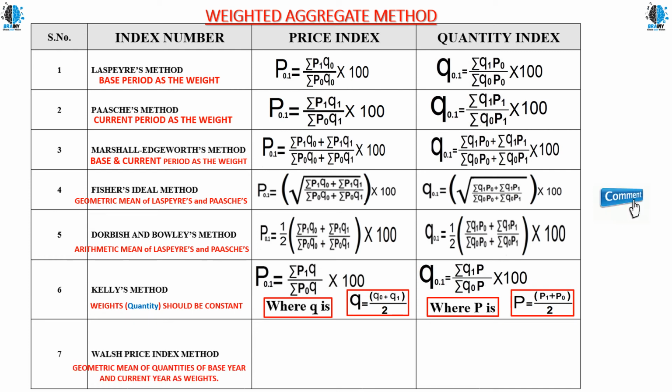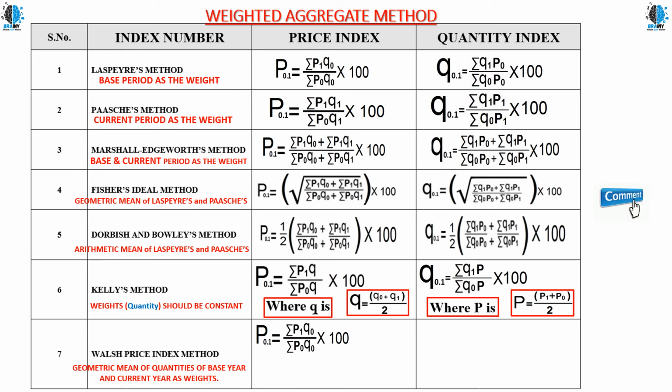Walsh's price index means here the geometric mean of the quantities of the base year and current year is used as weights. Geometric mean means we have to take the square root. So the square root of the base year quantity and current year quantity we have to take. Let's see this formula. Here P01 is summation P1 Q0 whole divided by summation P0 Q0 into 100. This is the Laspeyres formula we have.